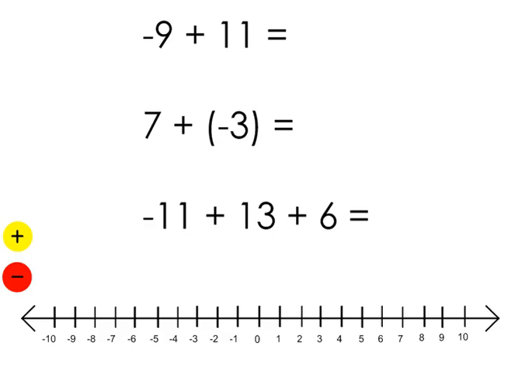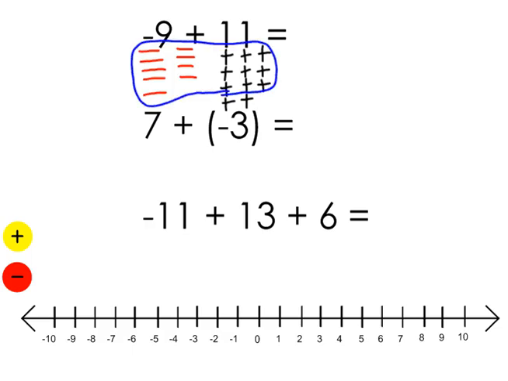For the first one, we can start with 9 negatives: 1, 2, 3, 4, 5, 6, 7, 8, 9. We're going to add in 11 positives, and then we're going to circle all of the 0 pairs. So we're going to have 9 of the 11, which would be all of those are going to cancel, and we're going to end up with positive 2.